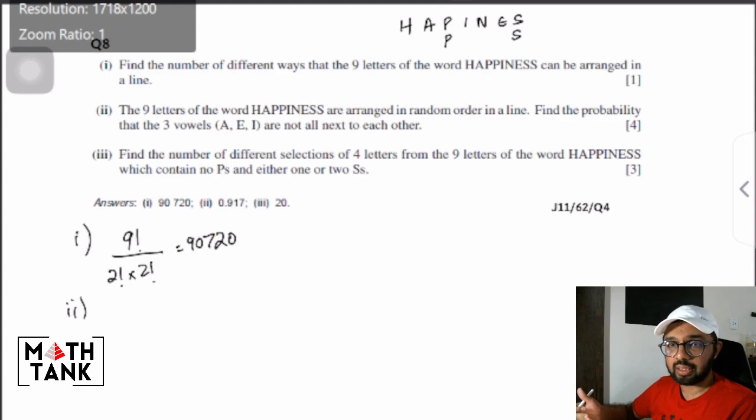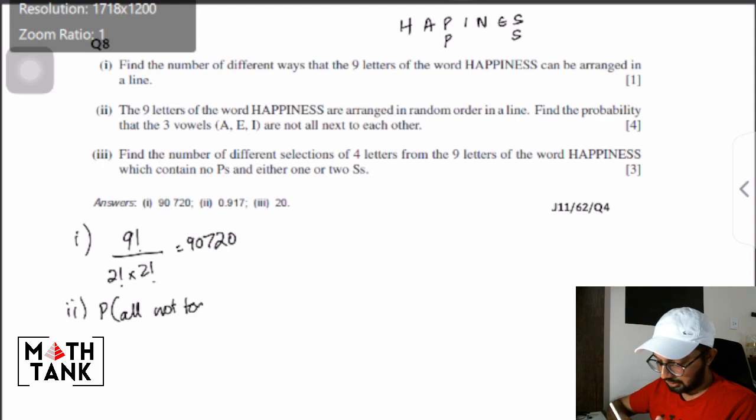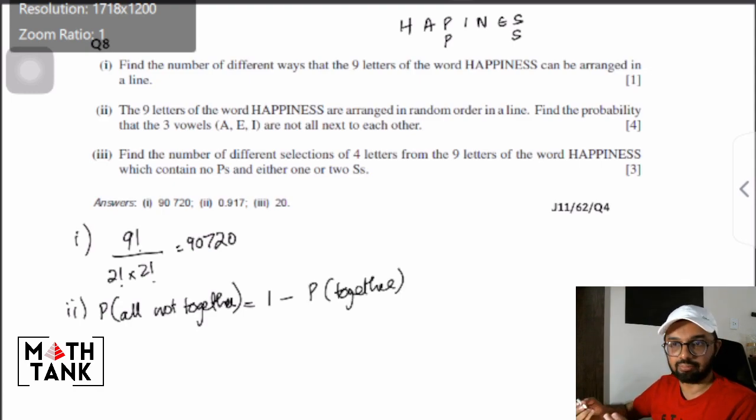Now what I want is that I don't want all the vowels together, are not all next to each other. So two of them could be next to each other. So that's important. So all not together can simply be 1 minus probability of together. Because together is easy, I can just put them in a box and shuffle them around and get my answer. But not together is difficult to imagine that way, which two are together, or all three of them not together, and so on. So 1 minus together takes care of all of that.